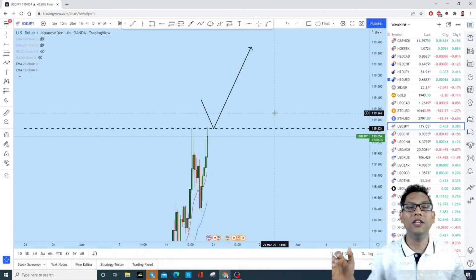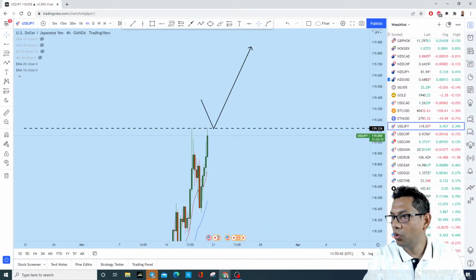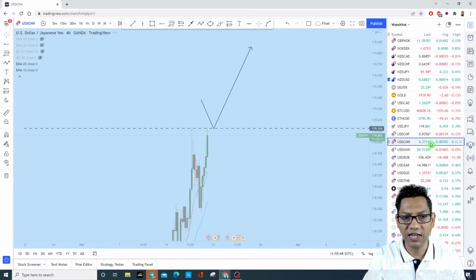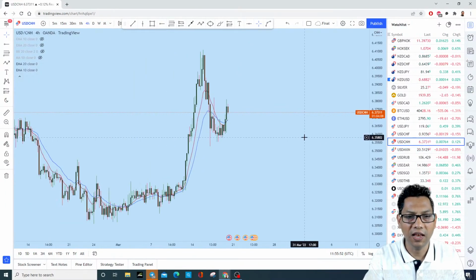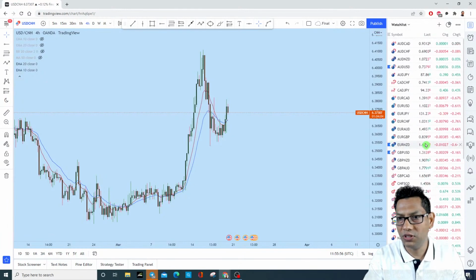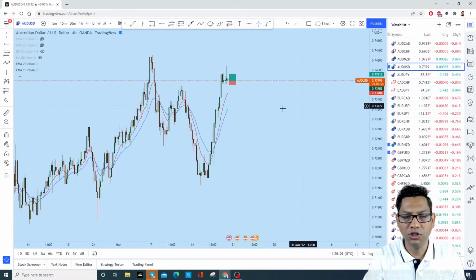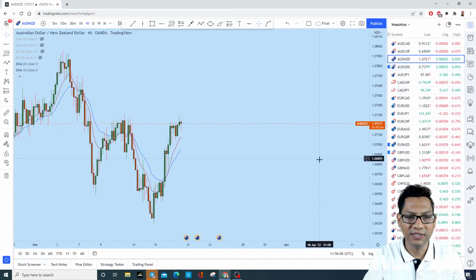So dollar yen highly bullish. So what else can we cover? Let's see some other pairs such as USD CNH. I don't know if you guys trade it or not. Sometimes I trade it. It's highly volatile. Okay, there is nothing much on USD CNH. Let's see what other pairs. Aussie dollar, we already discussed. Let's see AUD NZD.